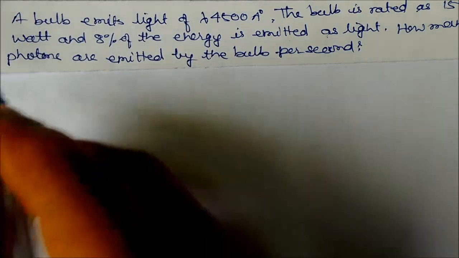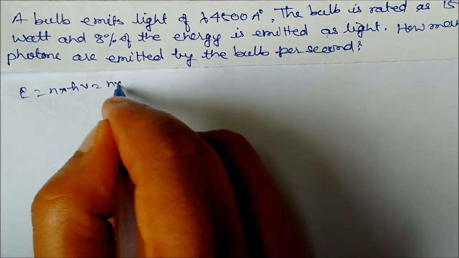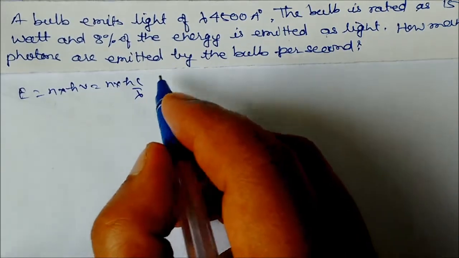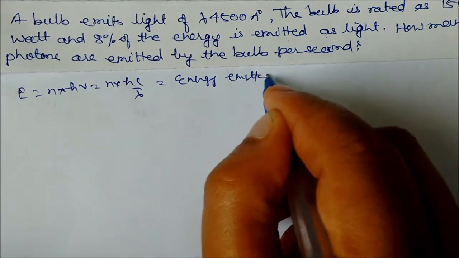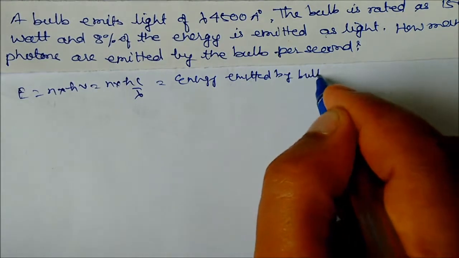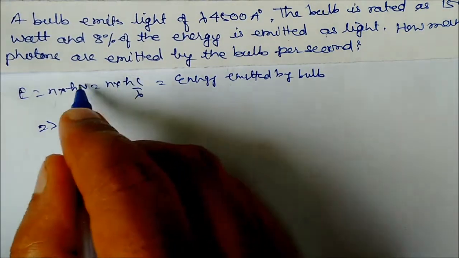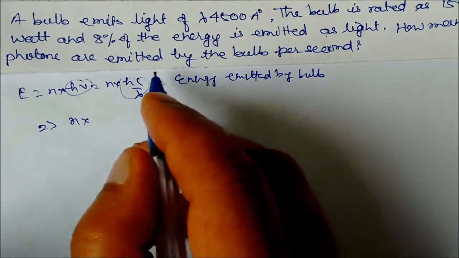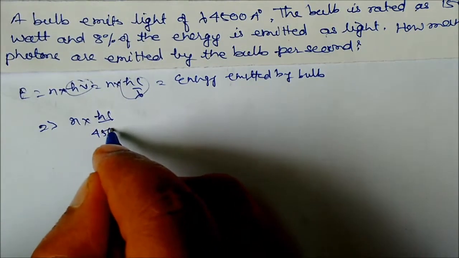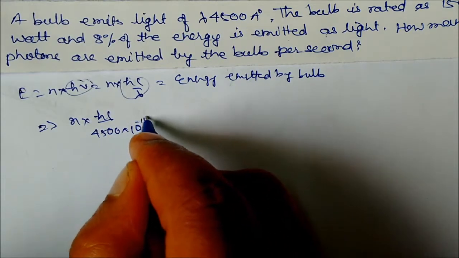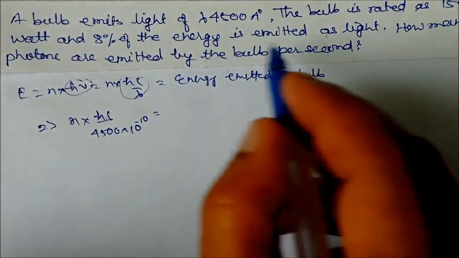So again the same. E equals n h nu, or we can write E equals n hc by lambda. Lambda is given here. This is nothing but the energy emitted by the bulb. So we can put in the values: n into hc by lambda, where lambda is already given, that is 4500 angstrom. The energy given by the bulb is totally 150 watts.